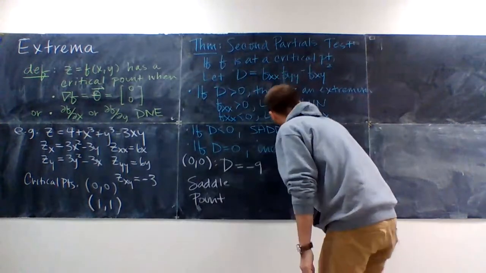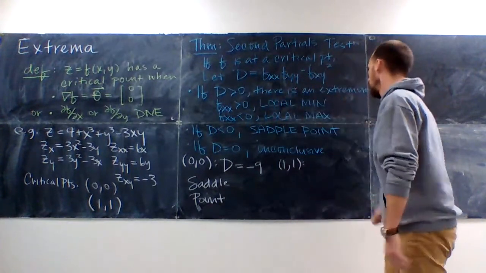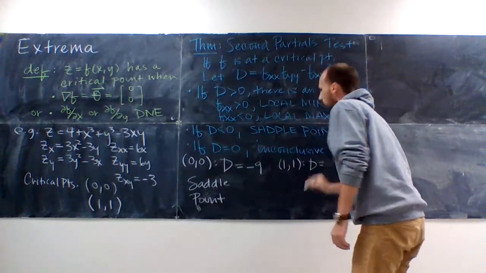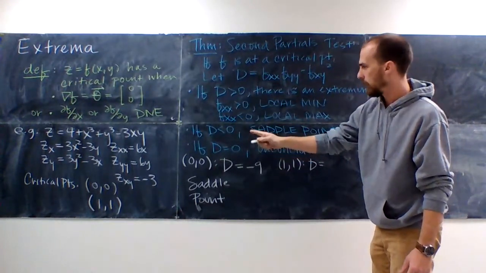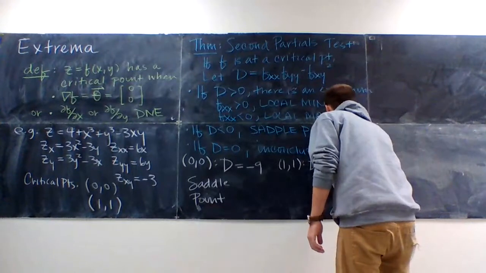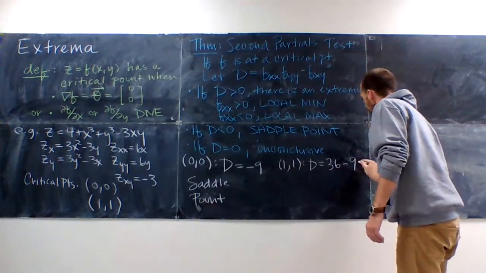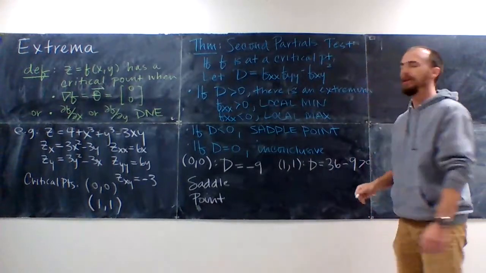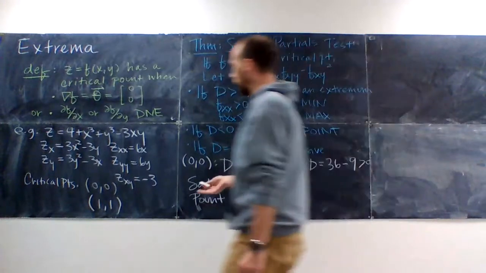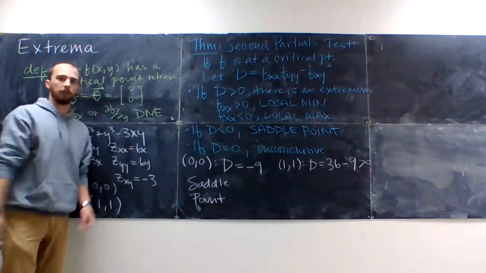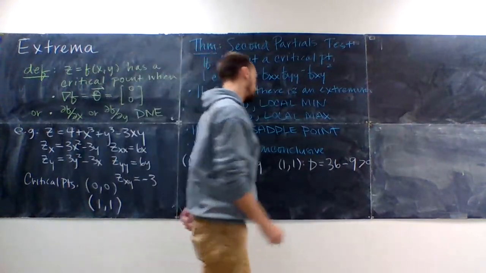All right, so at the point where x is 1 and y is 1, I'm going to kind of do the same thing. Fxx is going to be 6. Fyy is going to be also 6, so that'll be 36 minus fxy squared, which is 9. And that's a positive number. So I know I have an extremum. Now, I need to go over to fxx, and at the point I'm interested in, fxx is 6, which is a positive number. So if I have a positive number, I'm at a local minimum.